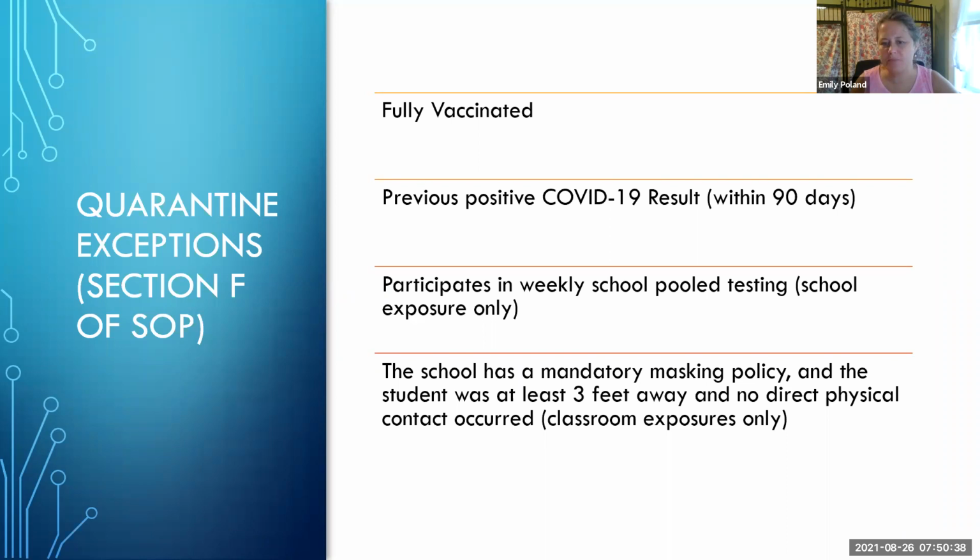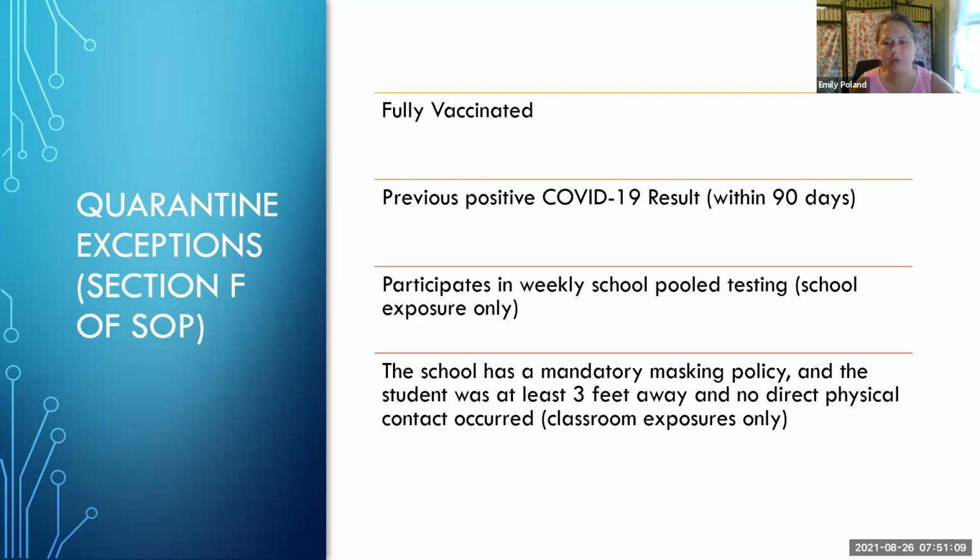So the 4 different options are being fully vaccinated. Being fully vaccinated, that's the gold standard, right? That's what we want everybody to be. Anyone that is fully vaccinated who is a close contact does not need to quarantine from the community, does not need to quarantine from school. It's recommended that they get tested 3 to 5 days after they have been exposed, and that they wear a mask while they're waiting for that test. They do not need to quarantine while they're waiting for that test.